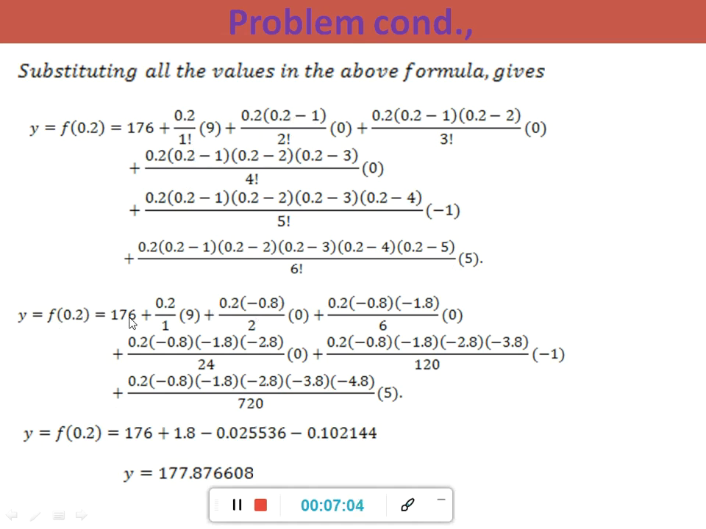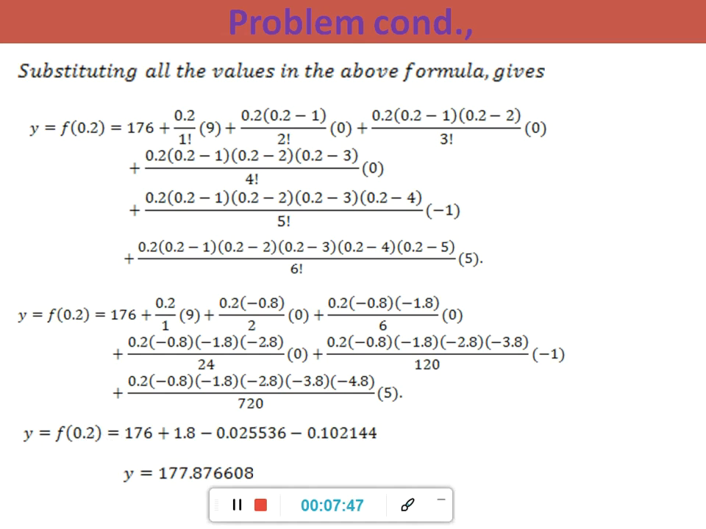y equal to 176 plus 0.2 by 1 into 9, 0.2 into minus 0.8 by 2 into 0, 0.2 into minus 0.8 into minus 1.8 by 6 into 0, likewise. After simplification using a scientific calculator, calculate group wise. First compute this one, this one, this one, this one, this one, likewise. Then finally we have f of 0.2 equal to 176 plus 1.8 minus 0.025536 minus 0.102144.